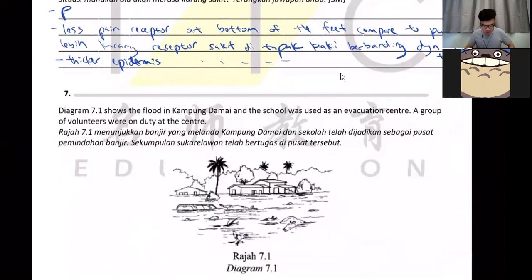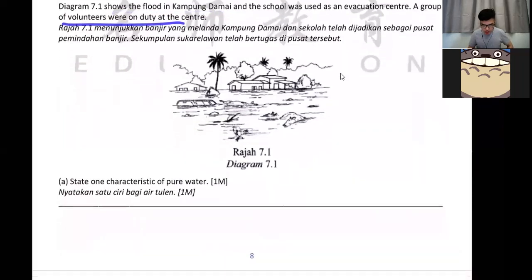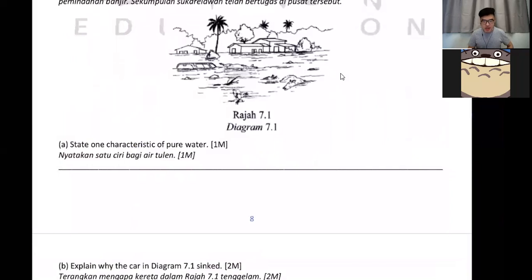All right, so moving on, let's go to question 7. This is a flood in Kampong Damai. The school was used as an evacuation center. A group of volunteers were on duty. So state one characteristic of pure water.